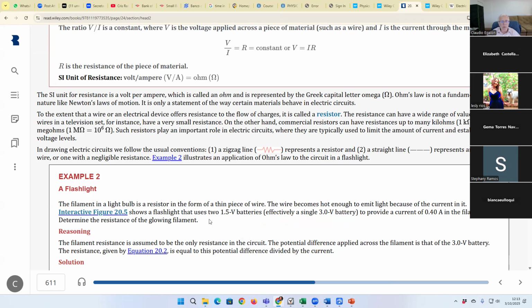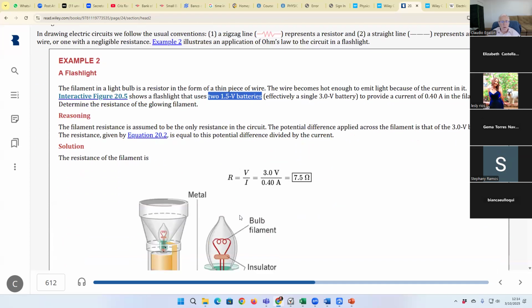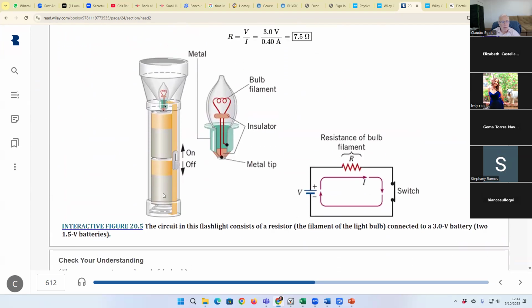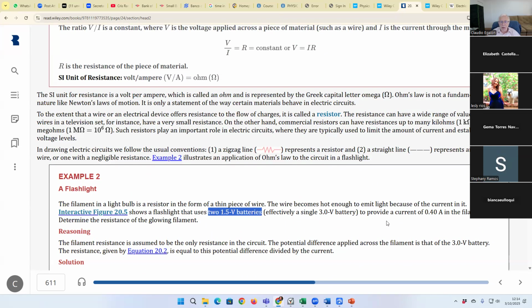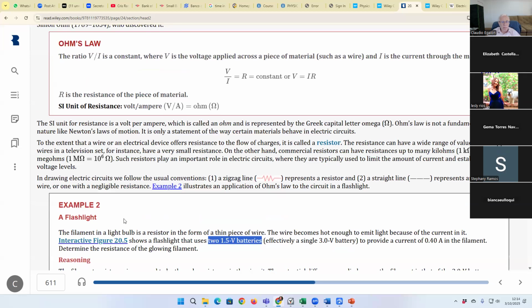When you combine two batteries in a proper way, you can increase the voltage. So that's what they did here. They got two batteries and connected them in series. One battery here, another battery here. You increase the voltage in the battery to provide a current of 0.4 amps in the filament. Determine the resistance of the glowing filament.